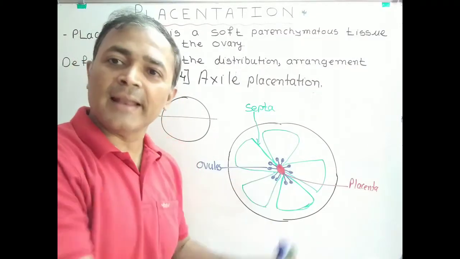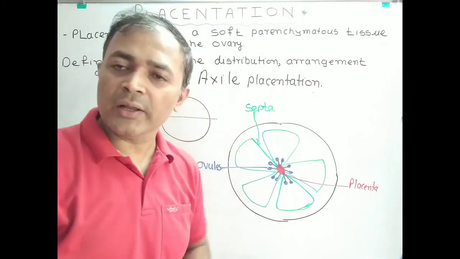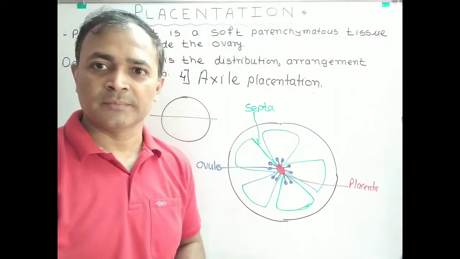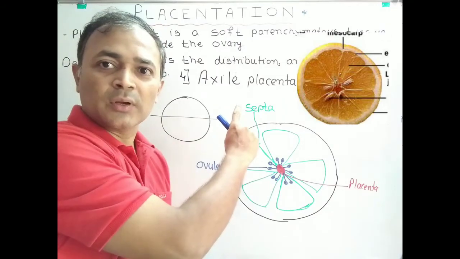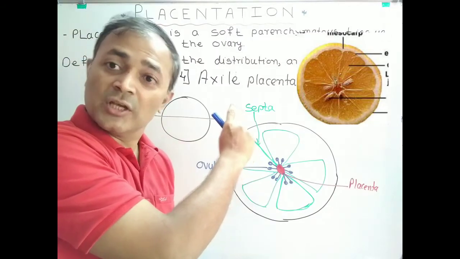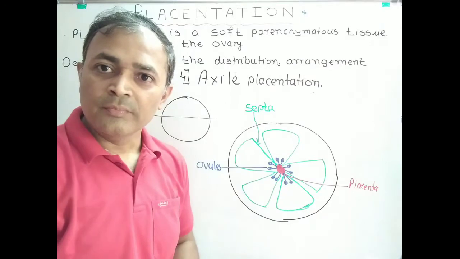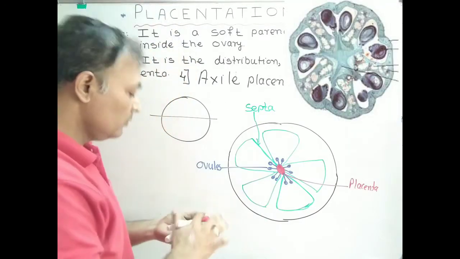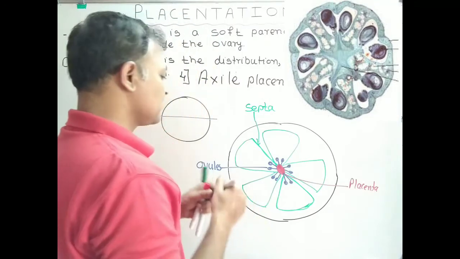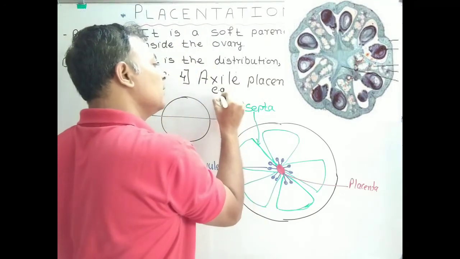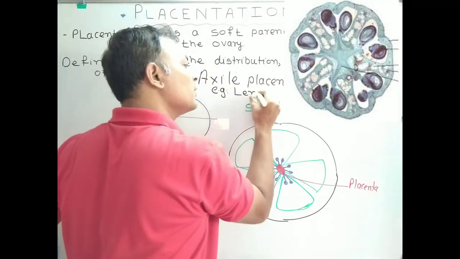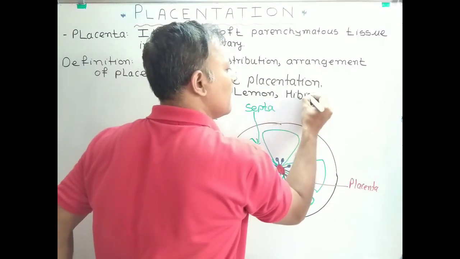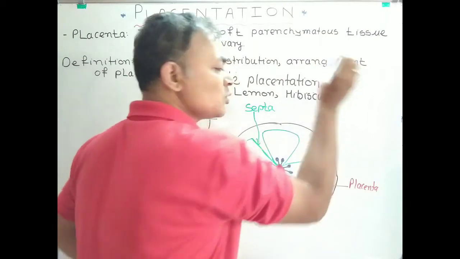It occurs in lemon, which we can see very clearly. Even by cutting that lemon, we can identify that. As you can see in this particular diagram here, in this image. This is also seen in hibiscus. So let us write some examples. Lemon, hibiscus, and so on and so forth.